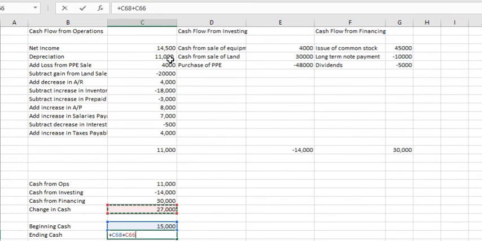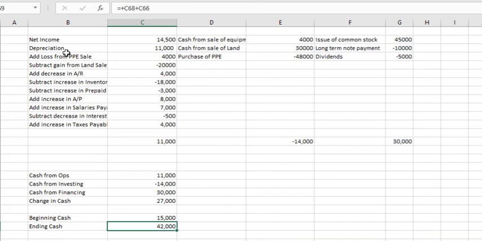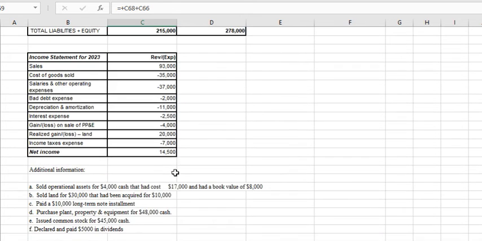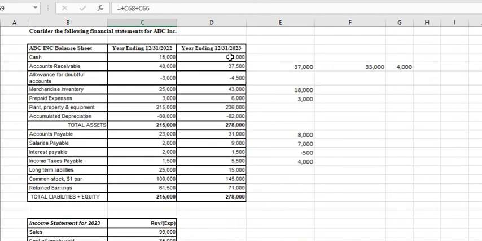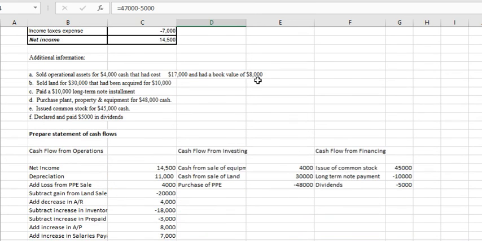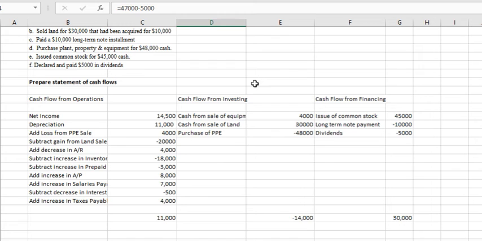Beginning cash plus the change in cash is giving us $42,000. That's going to be a checkpoint for us to see if we made our calculations correctly. Ending cash is $42,000 according to our calculations, and that's what we have here, which means our calculations are correct. I hope that this video series is giving you a good insight in terms of how the statement of cash flow works from operations, investing, and financing standpoint.